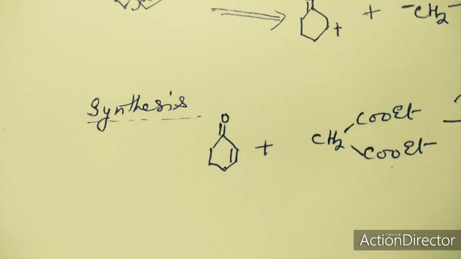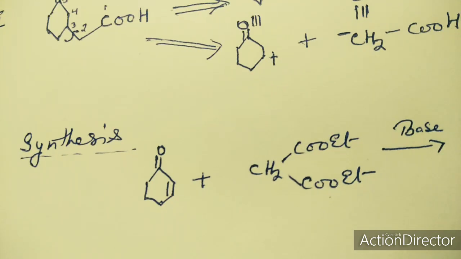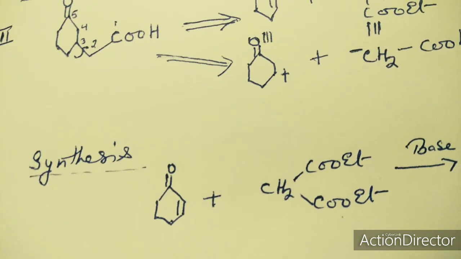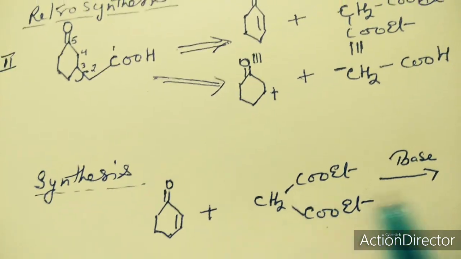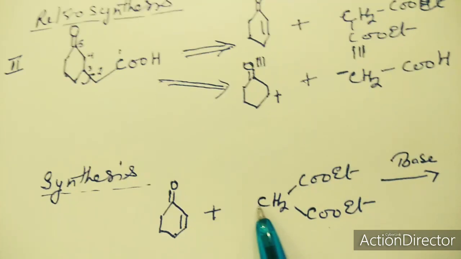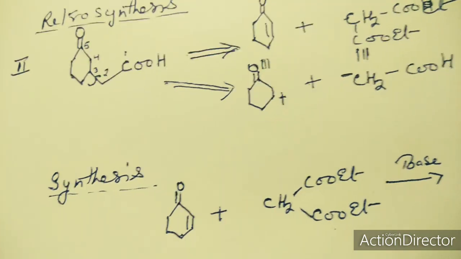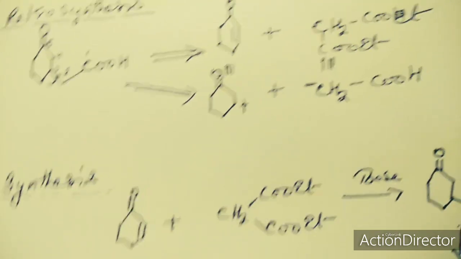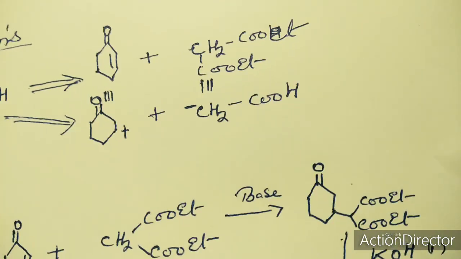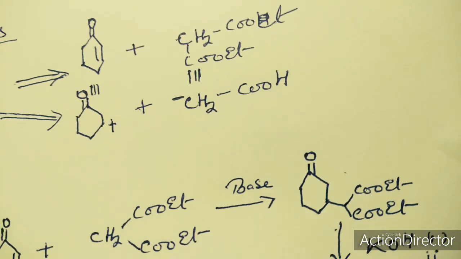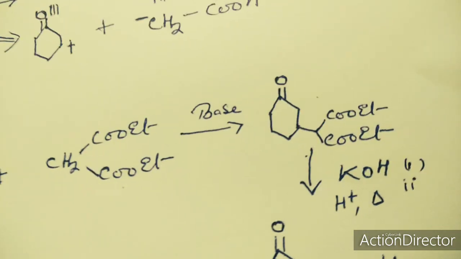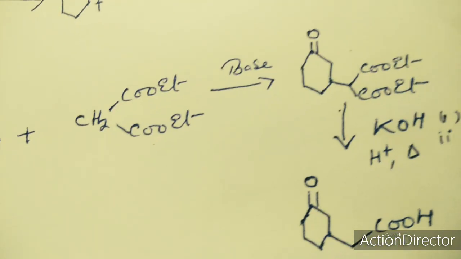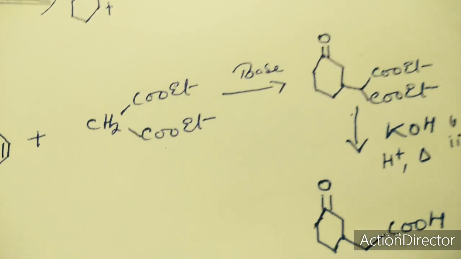Now the synthesis is simple because these two, one is the Michael donor, the one which is giving the anion, the other is the Michael acceptor. In the presence of a base, this will turn C negative, this will be C positive, and therefore they will combine to give this product, which on hydrolysis and heating, with the elimination of carbon dioxide and ethyl alcohol, will lead to the formation of this target molecule.